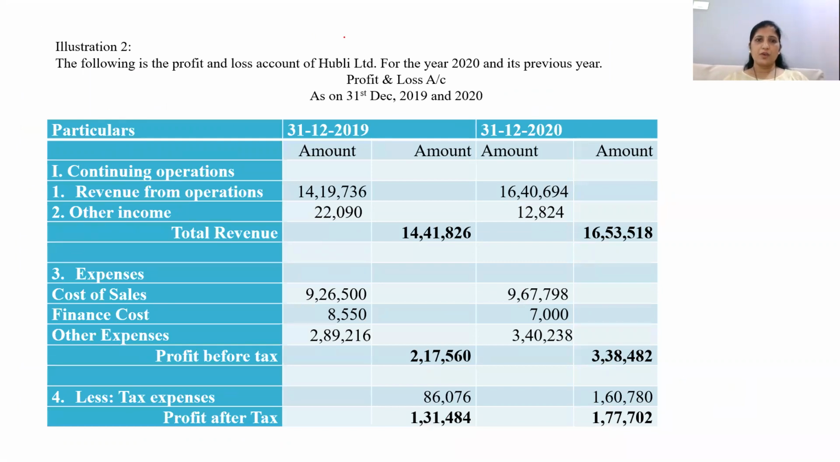So there is one more problem. All of you write down this. The following is the profit and loss account of Hubli Limited for the year 2020 and its previous year. Profit and loss account as on 31st December 2019 and 2020. Write down this problem.